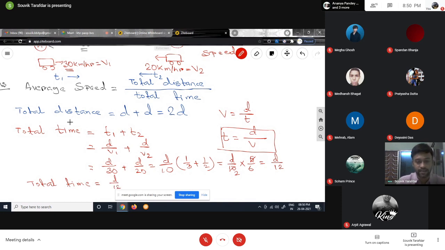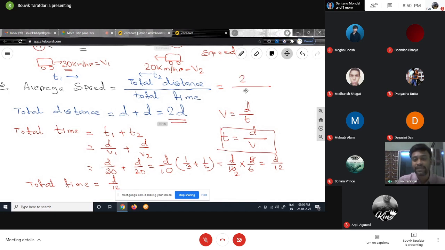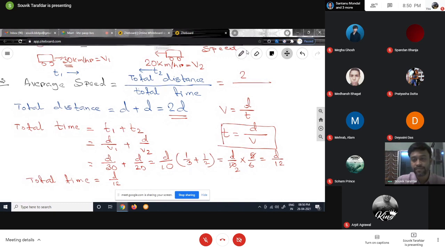Okay, and total distance is how much? 2D. Now the average speed formula I have already written. Total distance is D plus D, which means 2D. Total time is D divided by 12, isn't it? This is the total time. So D and D will cancel out, 12 will go above, so 12 into 2 means 24.